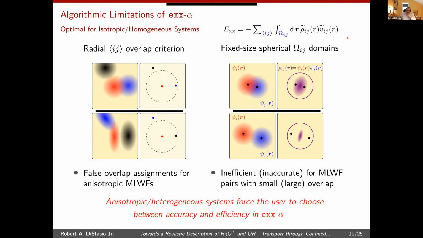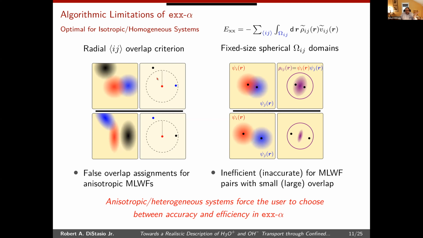Okay, so again, the original version is really optimal for isotropic and homogeneous systems, right? So again, there's two things. We have a radial overlap criterion for determining pairs. Now, if the orbitals are all homogeneous and spherical, everything looks great, right? The red, we're sitting on the red orbital, we have this radial criterion, it sees the blue one there, okay, good, they're overlapping. The black one is outside of the red sphere of influence, and that's it, right? And these are the Wannier centers.